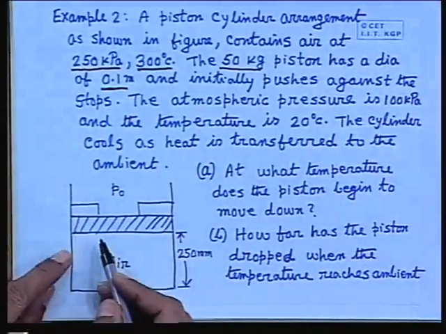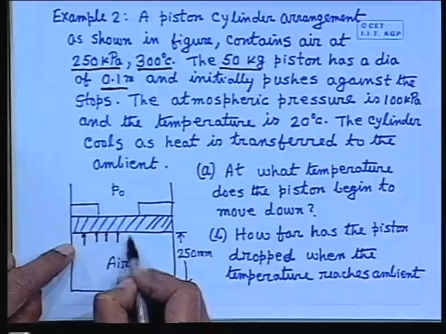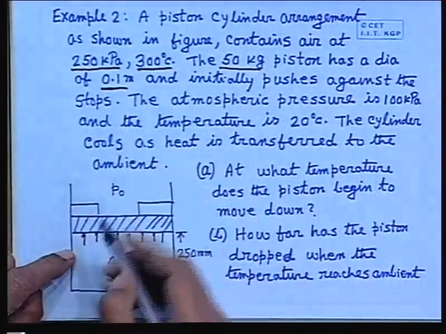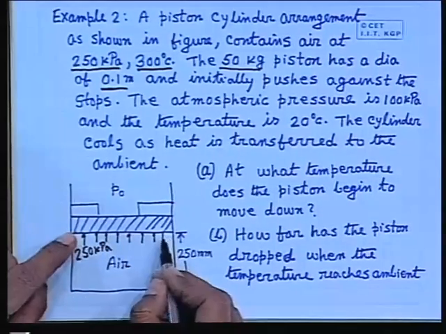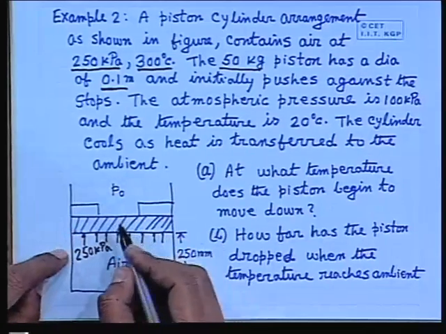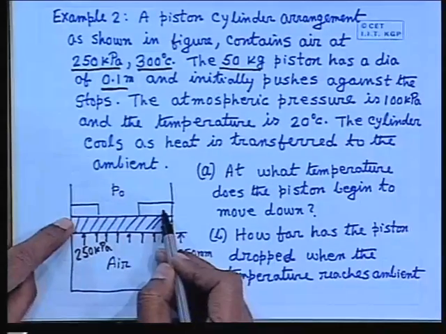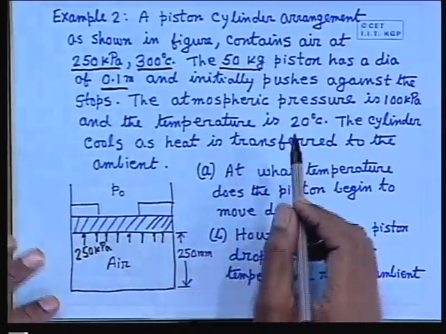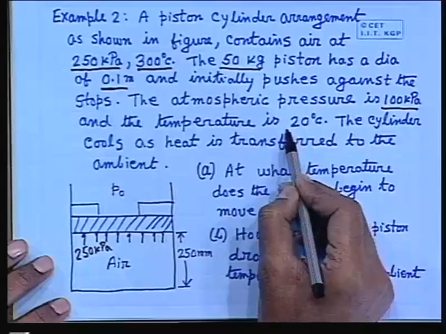That means physically, what is this? There is a pressure of 250 kilopascals. So this pressure exerts a force which balances the weight plus the atmospheric pressure and the reaction against these stops, so that the piston is kept fixed with the stop. The atmospheric pressure is 100 kilopascals and the temperature is 20 degrees Celsius.